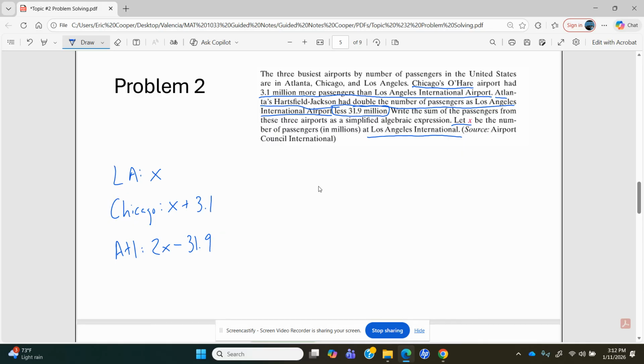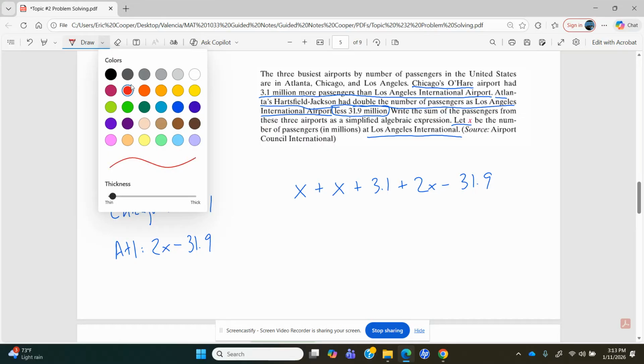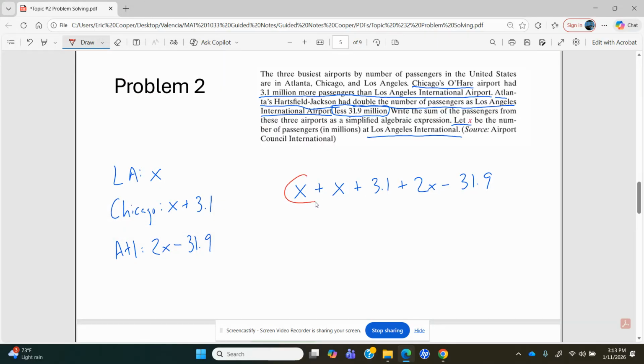They want the sum of these. So we're going to take each of these and we're going to add them together. So I'll take LA plus Chicago plus Atlanta. And just like we've done before, we're going to go through and combine like terms.